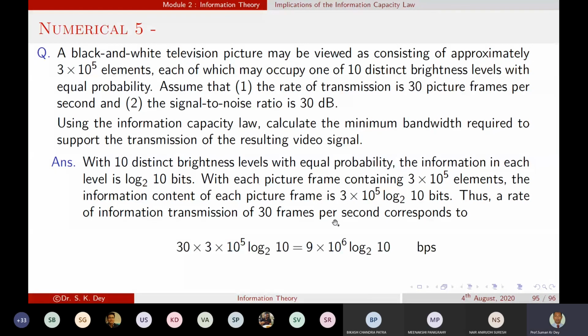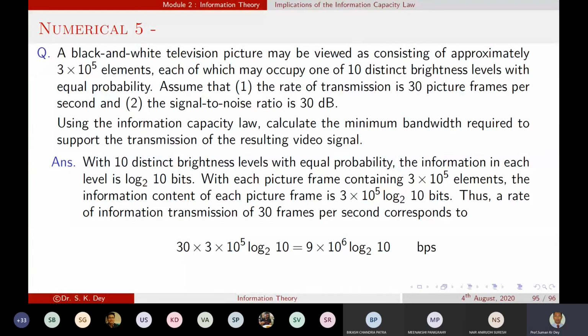So the final expression will be this. In a single picture, we are transmitting this number of bits. When there is a transmission rate, that means 30 frames, we need to multiply by 30. So how many bits are we transmitting? 9 into 10 to the 6 log 2 base 10 bits per second.